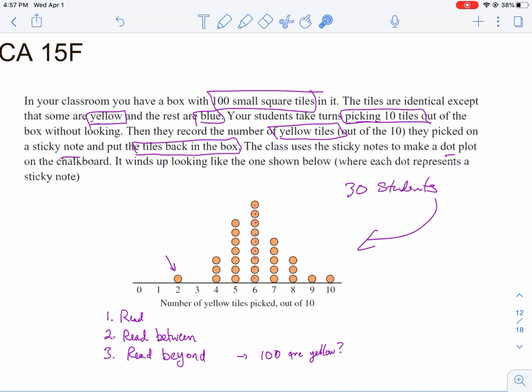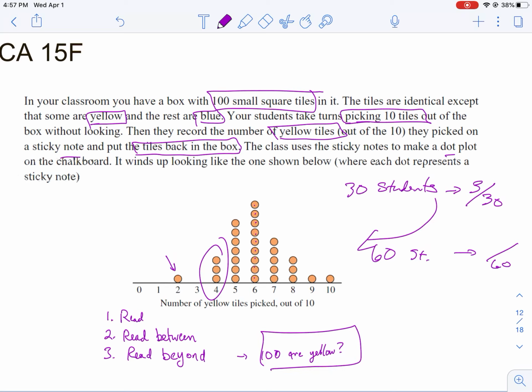Read beyond the data would be, okay, in this case there were 3 students, so 3 out of 30 students drew 4 yellow tiles. What if we had 60 students? How many would you expect to draw yellow tiles? That would be a read beyond. Or how many yellow tiles are there altogether in the 100? That would be a read beyond the data.